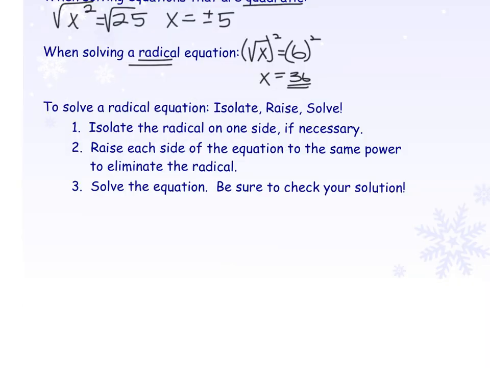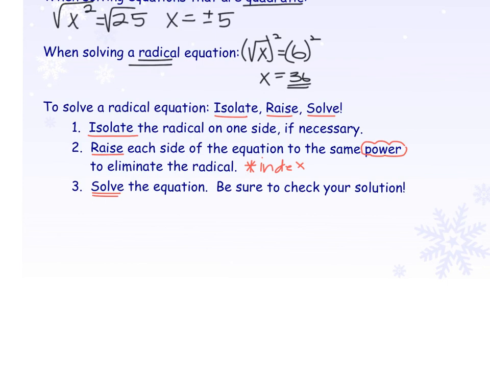When asked to solve a radical equation, we're going to isolate, raise, and solve. So what I mean by isolate is isolate the radical to one side if necessary. If anything's being added or subtracted on the outside of the radical, move that over first. Then we raise each side to the same power to eliminate the radical. So think about the index of the radical, and that's the power we'll raise it to. Then we solve what's left over. So once you get rid of the radical symbol, isolate your variable.